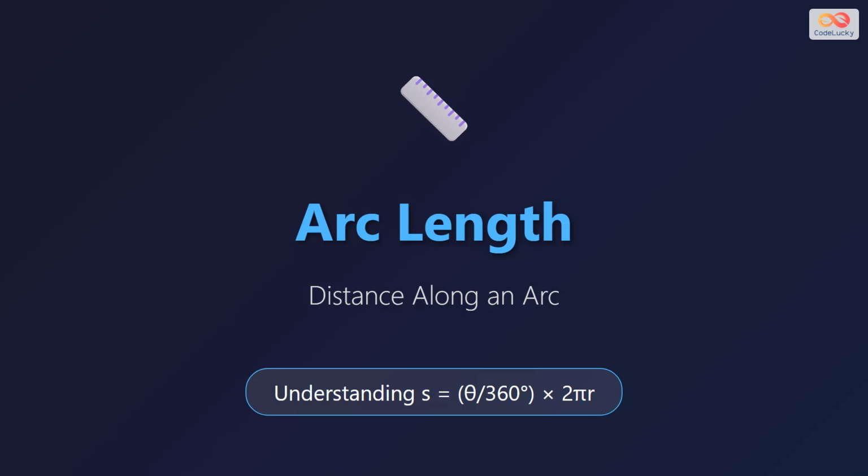Welcome. Today we are going to learn about arc length. Specifically, we will understand how to calculate the distance along a curved path on a circle using the formula s equals theta divided by 360 degrees multiplied by 2 pi r.